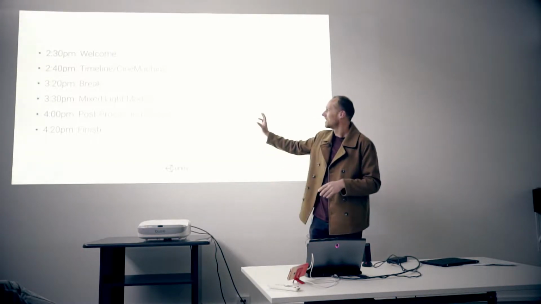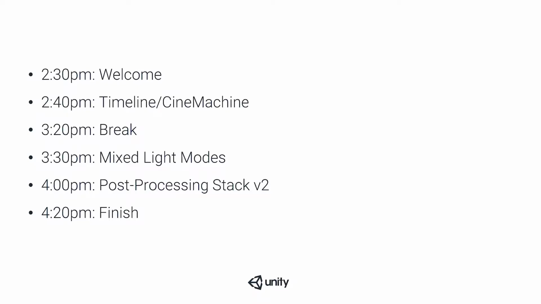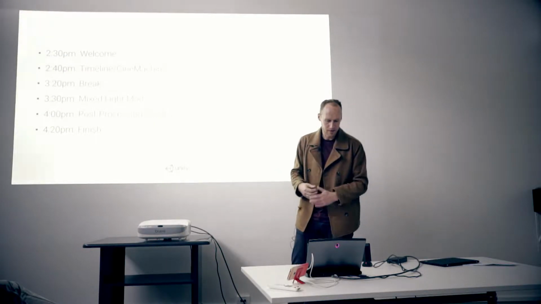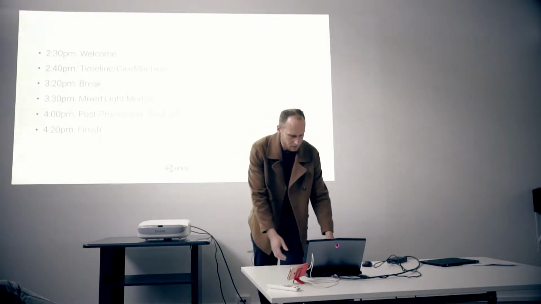And then I'll do 2 shorter sessions, one on mixed lighting modes, and this is about how to choose lighting for your project that balances quality and performance. Lighting's got a little more complicated, we've got a bunch more options in there that you should know about, at least to know that they exist. And then we'll finish off with the post-processing stack and some improvements that we've made to that. I'll show you version 2, but it'll still be applicable to version 1 as well. And then we'll finish. So let's go onto Timeline.